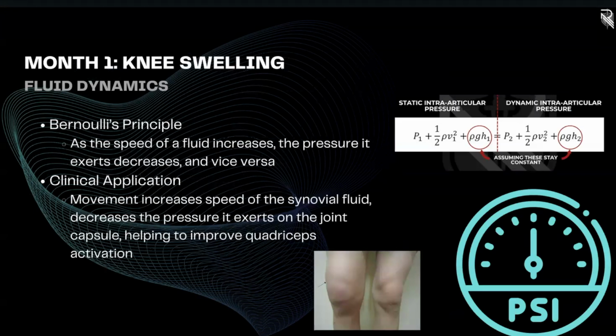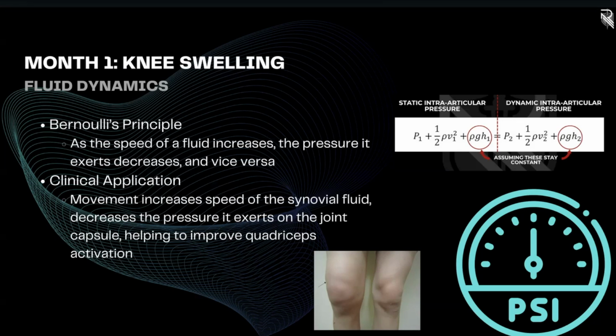For month one, one of the primary goals during the first month of rehab is to get the knee as quiet as possible, trying to minimize pain and swelling. Bernoulli's principle states that as the speed of a fluid like synovial fluid increases, the pressure it exerts decreases, and vice versa. So in early rehab, gentle joint motion can help increase synovial fluid flow, increase fluid velocity, and reduce intra-articular pressure, which may in turn improve quadriceps activation.